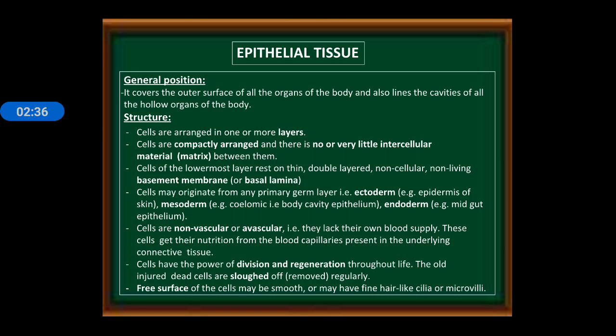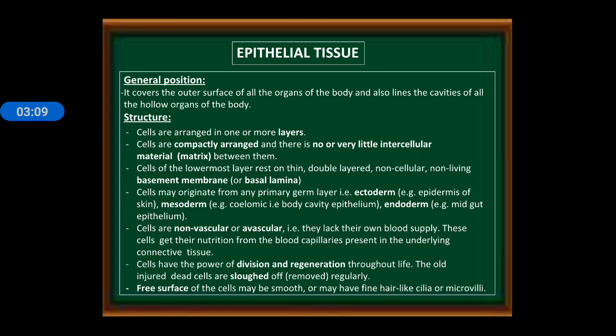Now we start with epithelial tissue. Epithelial tissue is mainly present on the outer surface of all organs of a body, and also lines the cavity of all hollow organs of the body. Cells are arranged in one or more layers. Cells are compactly arranged. There is no or very little intercellular space between these cells, and cells may originate from the outer layer, that is ectoderm, from the middle layer mesoderm, and the inner layer, that is endoderm.